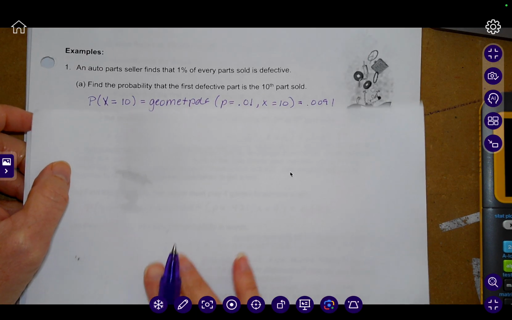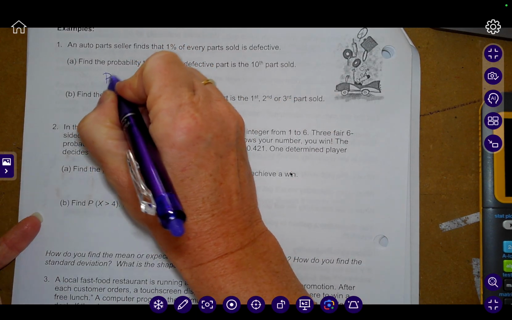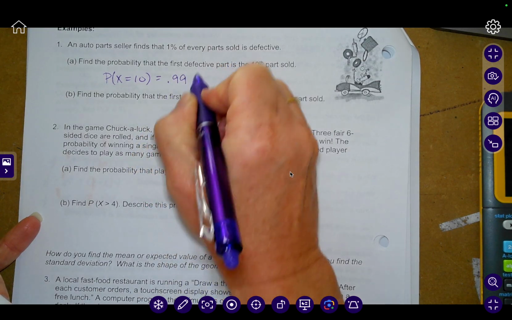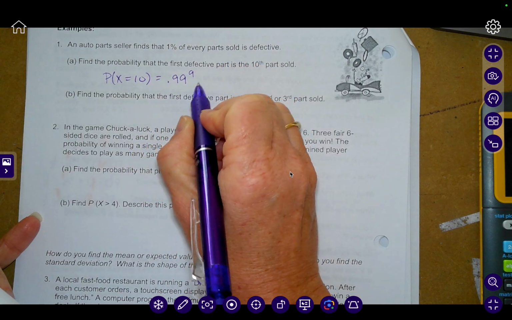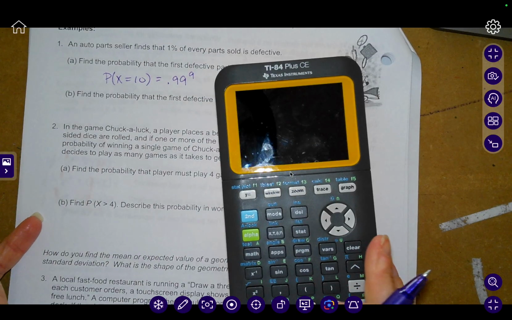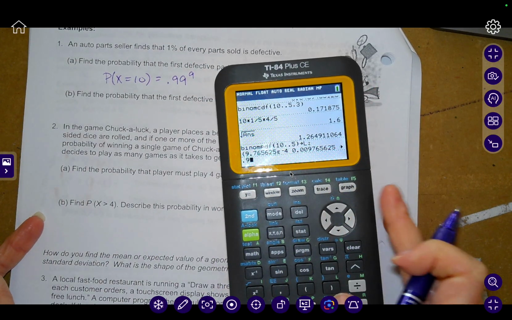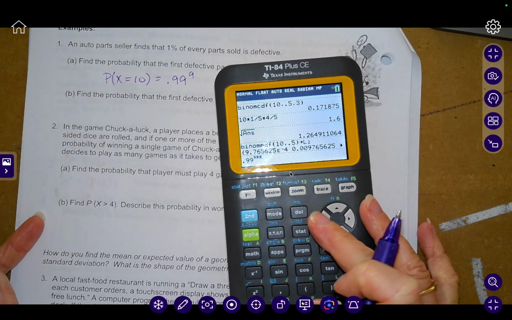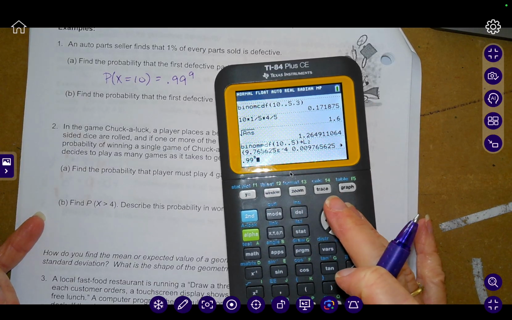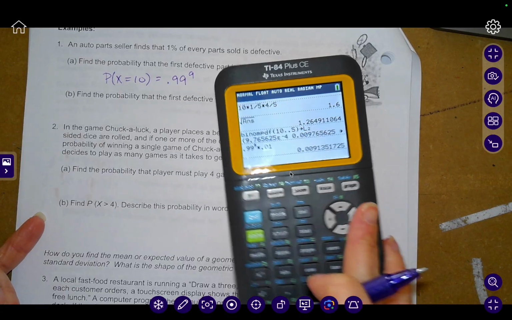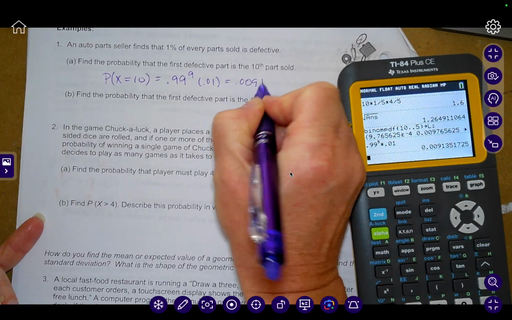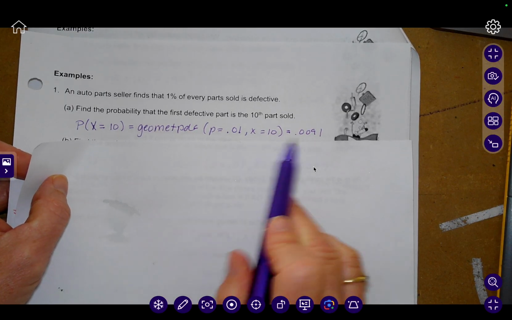So if I wanted to do this with the formula, the first ones are all successful, so it would just be 0.99 to the 9th. But then the last one is a failure. So if I wanted to do that using the formula, that's what it would look like. If I wanted to use the calculator command, it's a PDF. That's what it looks like.